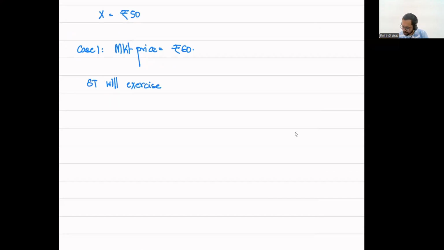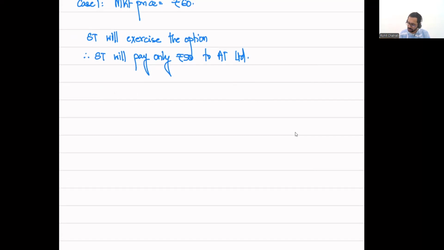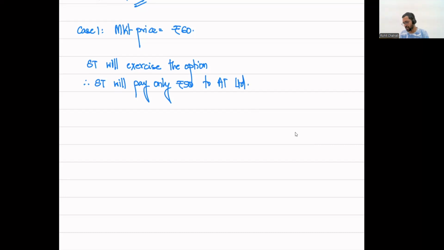And since it is exercising the option, ST Limited will pay rupees 50, which is the strike price, to AT Limited. Therefore, ST will pay only rupees 50. It won't pay the market price. It will pay only rupees 50 to AT Limited. Now, in the books of AT, I'm focusing on the books of AT only because AT Limited is the issuer.